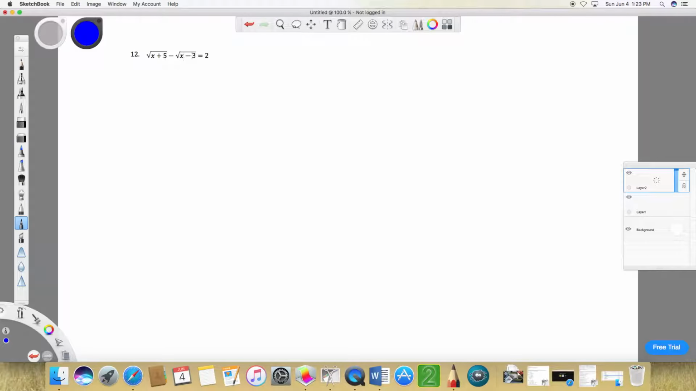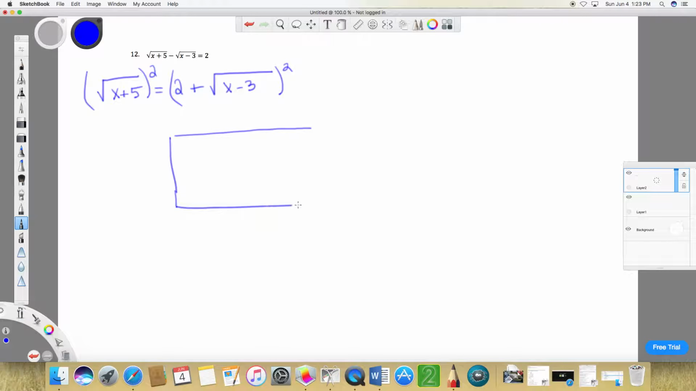So I'm going to add the square root of x minus 3 to each side. I'm going to get the square root of x plus 5 by itself. So this is what I get when I do that. Now on the left-hand side, if I square this radical, that radical will go away. However, on the right-hand side, I suggest that you multiply this out in the form of a table. Exponents don't distribute.